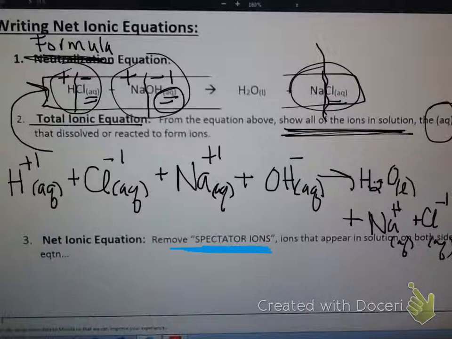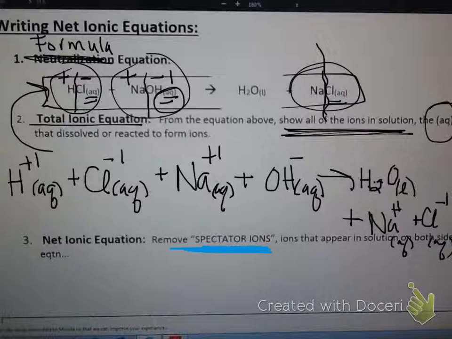So they're kind of floating around in the water while the reaction's taking place, while bonds are either being formed or broken. Alright, so I'm going to look on the left-hand and the right-hand side of the equation. I'm going to start with hydrogen here. I have a hydrogen ion on the left-hand side of the equation. Do I have a hydrogen ion on the right-hand side of the equation? No, I don't. I have water, sodium, and chloride. So I don't have a hydrogen on that side of the equation. So I only have hydrogen ion on one side of the equation.